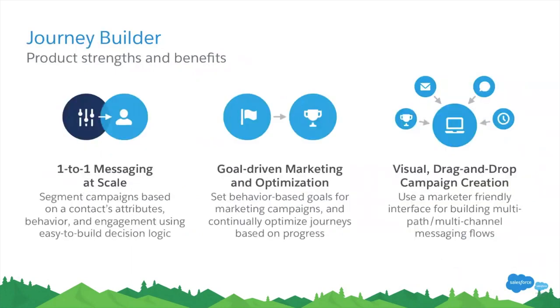And these are some of the product strengths and benefits of the Journey Builder. It can be used to send one-on-one messages at scale. So depending on the customer's attributes, the contact attributes, or the behavioral data, or the engagement data, you would be able to send the customers through different paths. You would be able to segment them and send them to different paths.